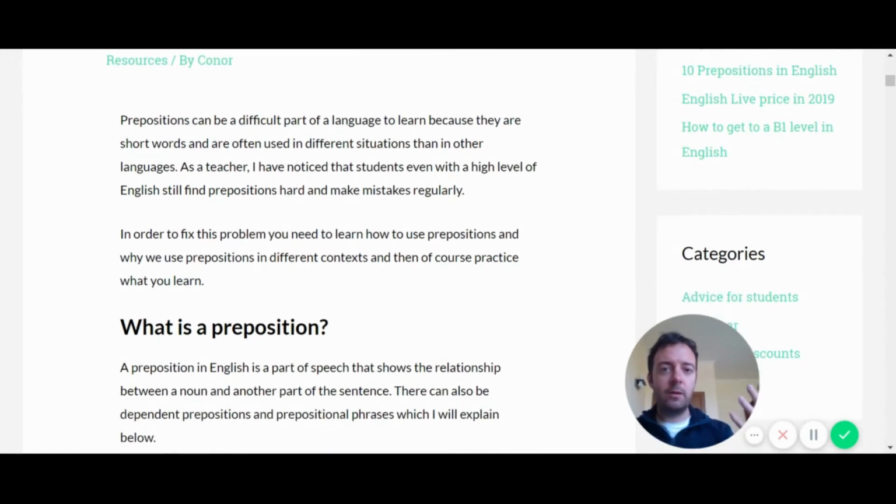Here I just talk about how prepositions can be difficult. And that is because they are small words, okay? And it can be difficult when you're listening to native English speakers to understand these small words. And also that they can be used in different ways, okay? And I will explain the different ways in this part.